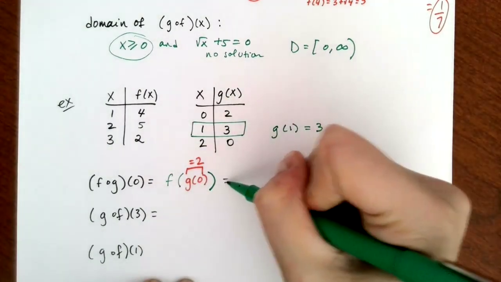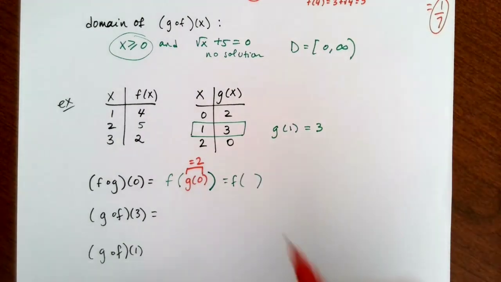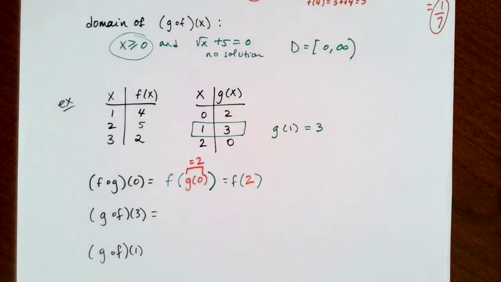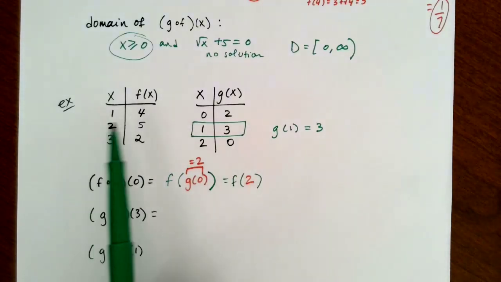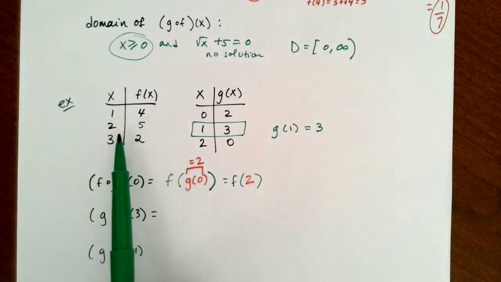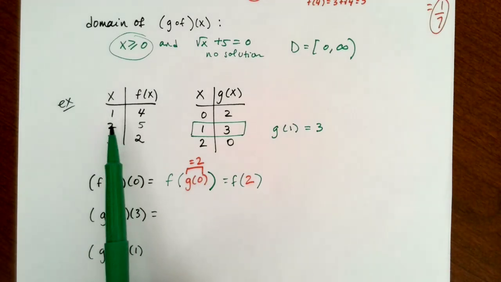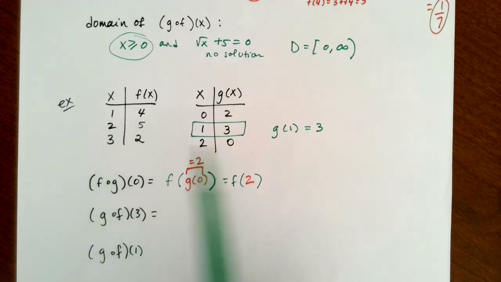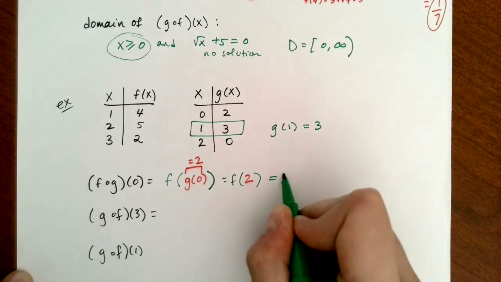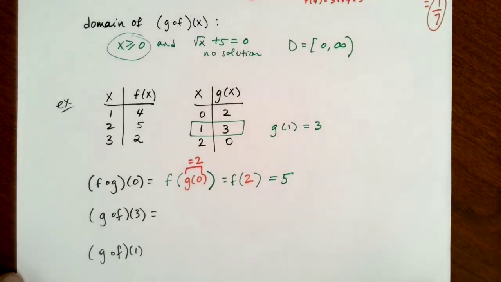So I'm going to say, all right, well, they're asking me to compute f of that. So now I'll switch to the f of x, y chart and say, all right, what's f of 2? When I plug in 2, I get 5 out, apparently. So 5 is my final answer for f of g of 0. We'll do the next one similarly.